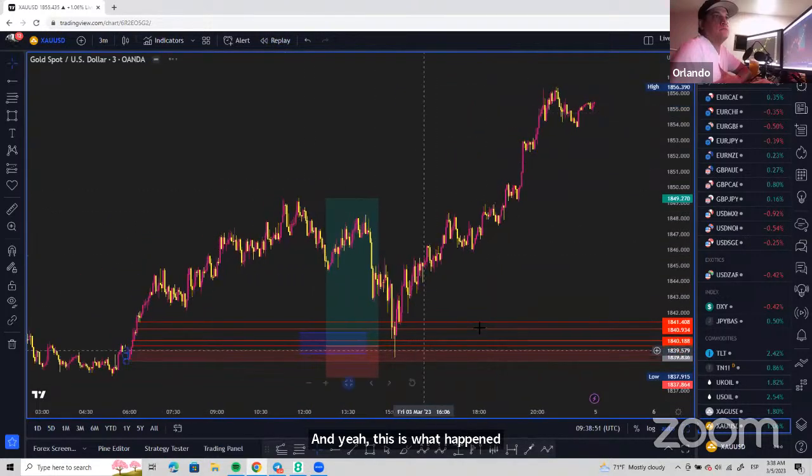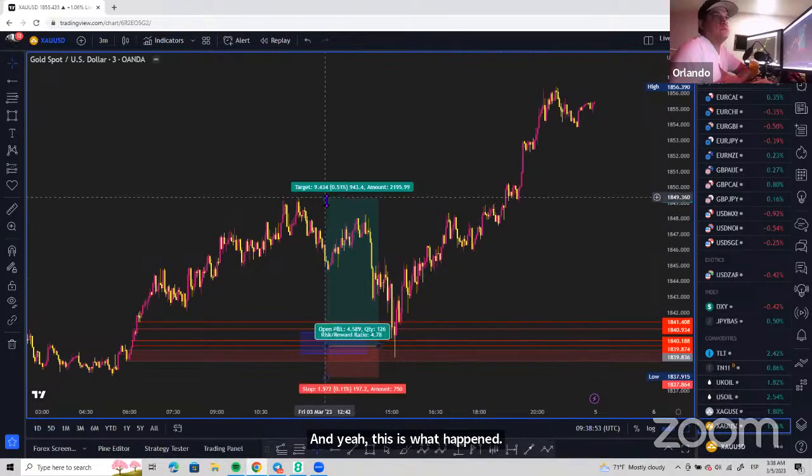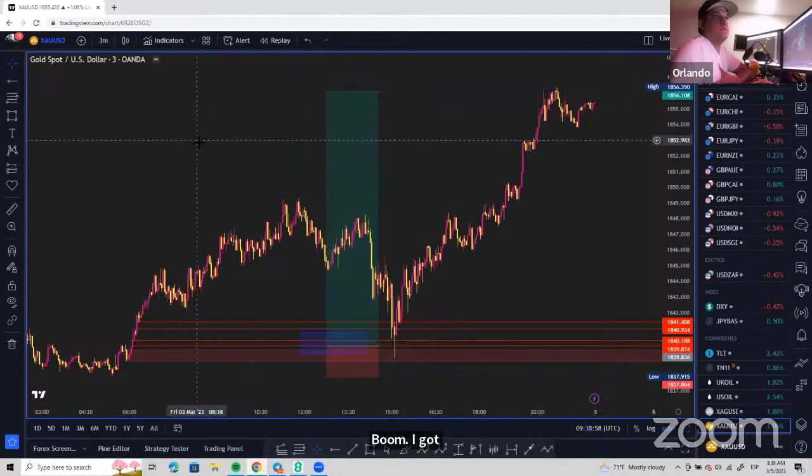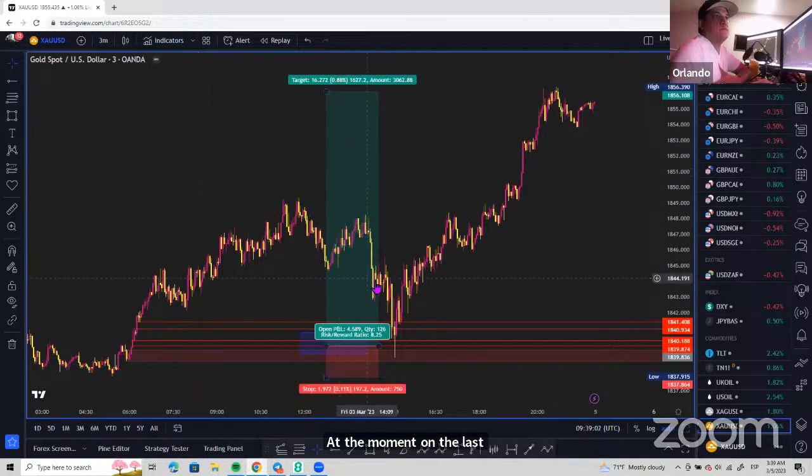Boom, I got triggered, and the trade is running at 8R at the moment on the last portion of my position.